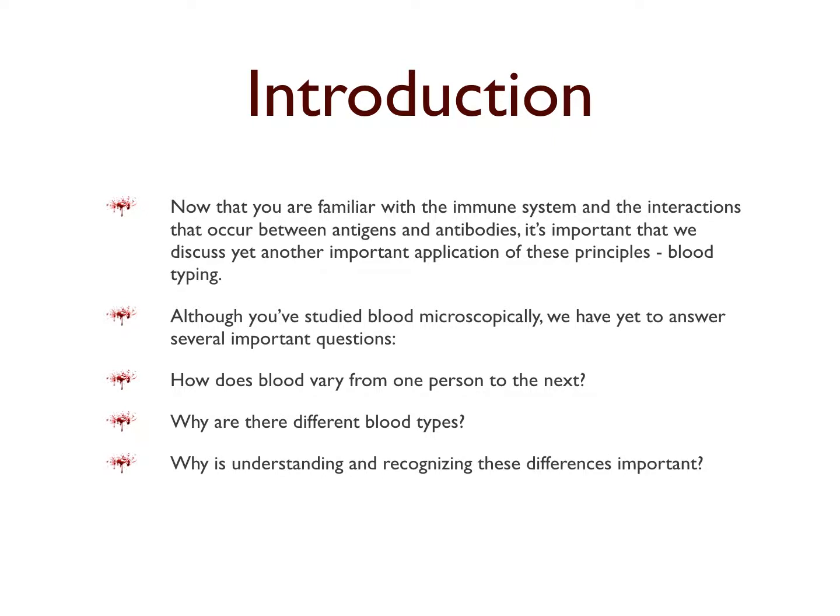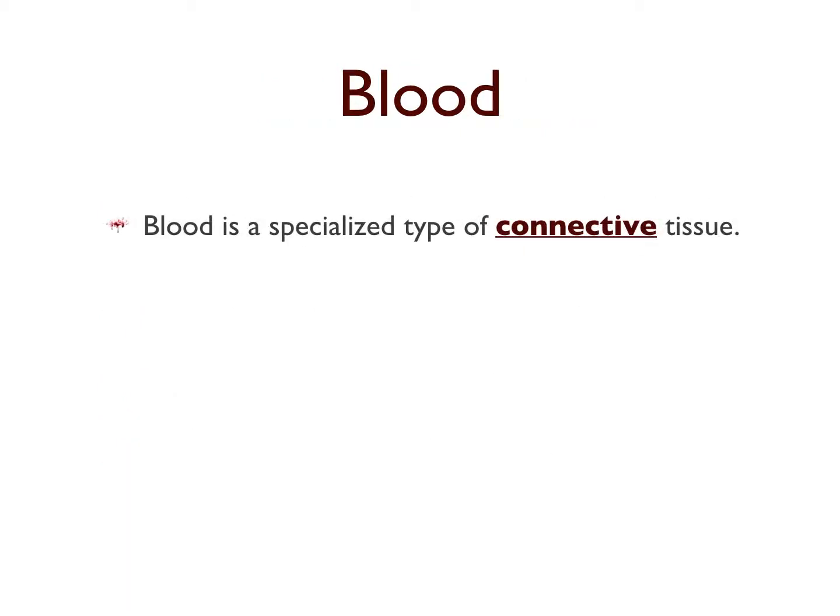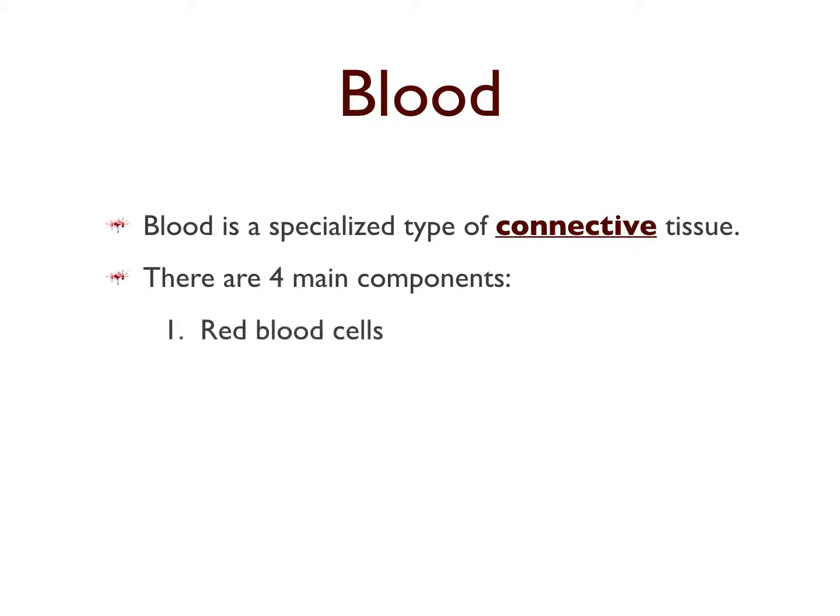Before we begin answering these questions, however, let's briefly review what we know about blood. Remember from the unit on histology that blood is a special type of connective tissue, and it's composed of four main things, the first of which are red blood cells. Red blood cells are also called erythrocytes, and they are responsible for transporting respiratory gases like oxygen throughout the body.